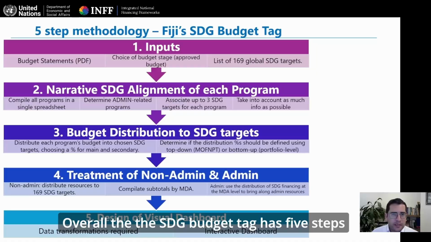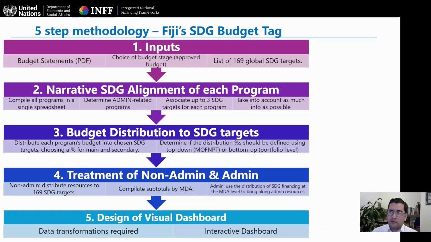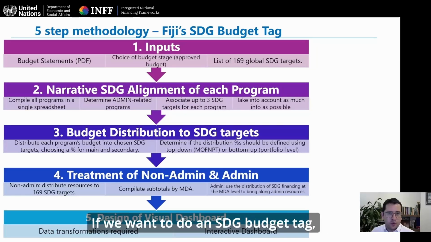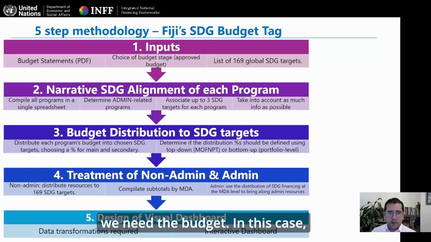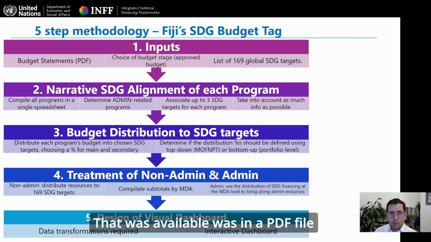Overall, the SDG budget tag has 5 steps. The first one is to compile the inputs. The first input is the budget statements, which is kind of obvious. If we want to do an SDG budget tag, we need the budget. In this case, the budget was available as a PDF file.